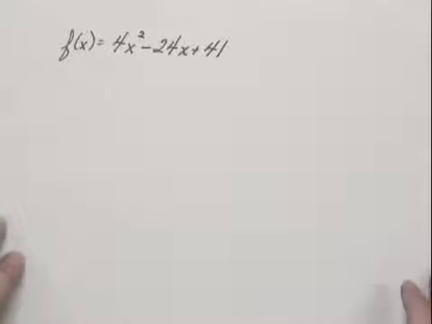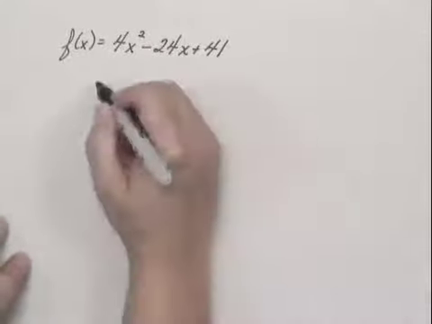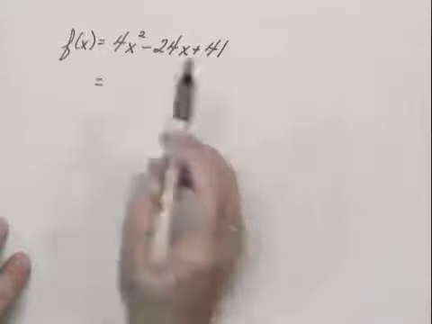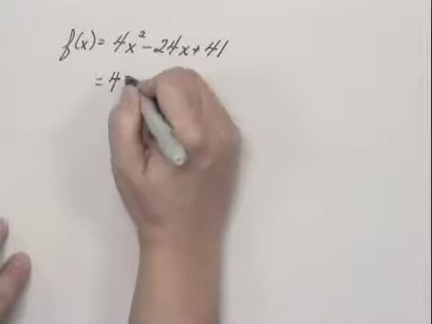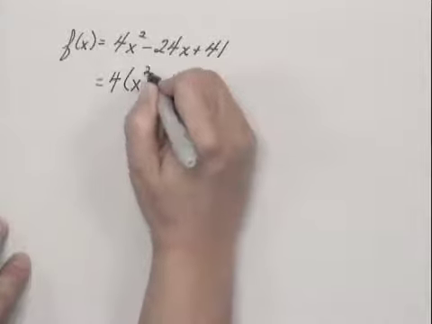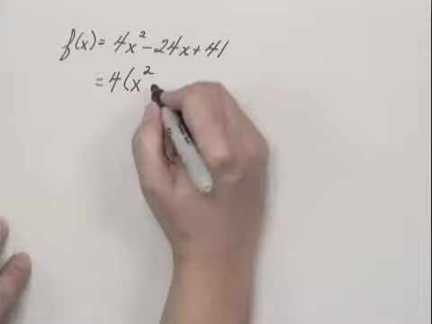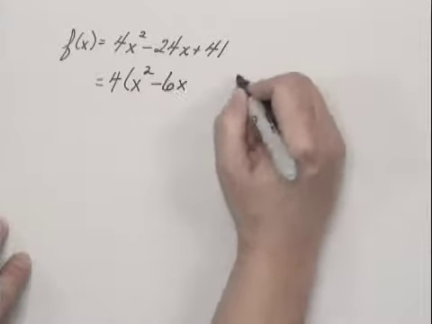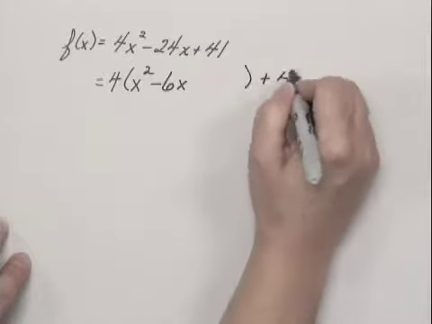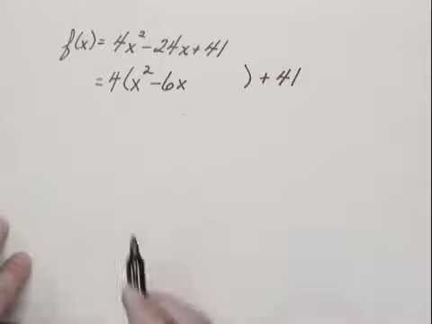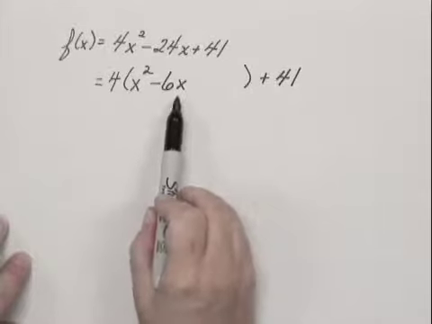We have f of x equals 4x squared minus 24x plus 41. Since there's a number multiplied by x squared, I factor it out, and I factor it out only out of the x squared and the x terms. The 41 sits outside the parentheses. Then inside the parentheses, I complete the square.